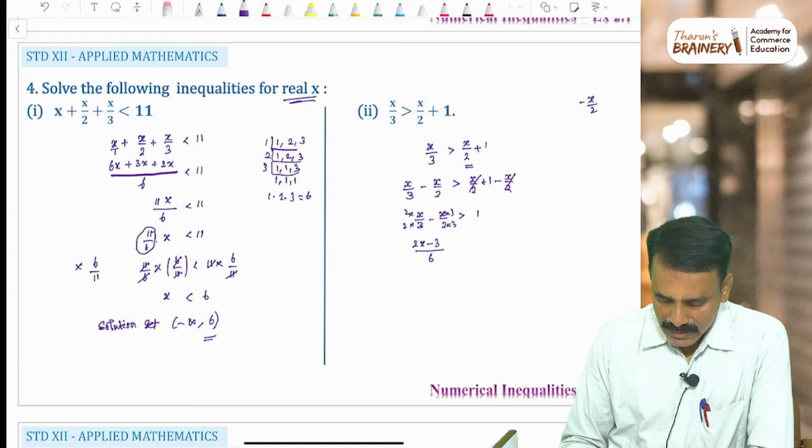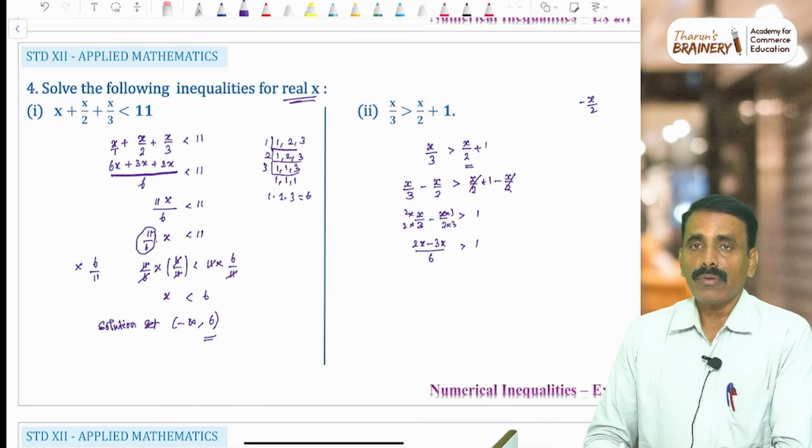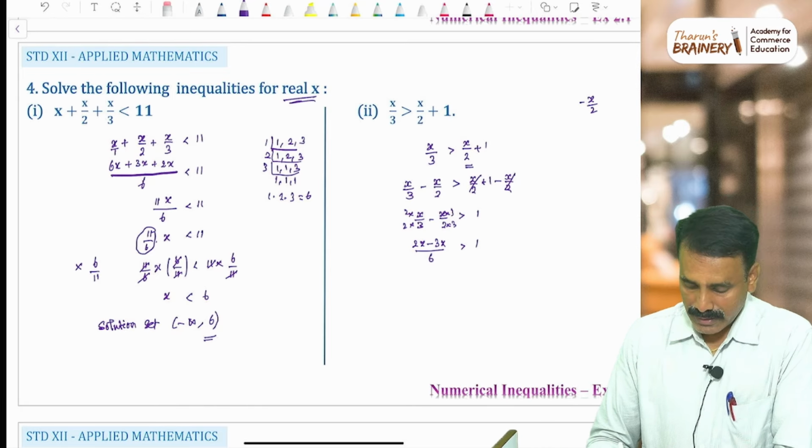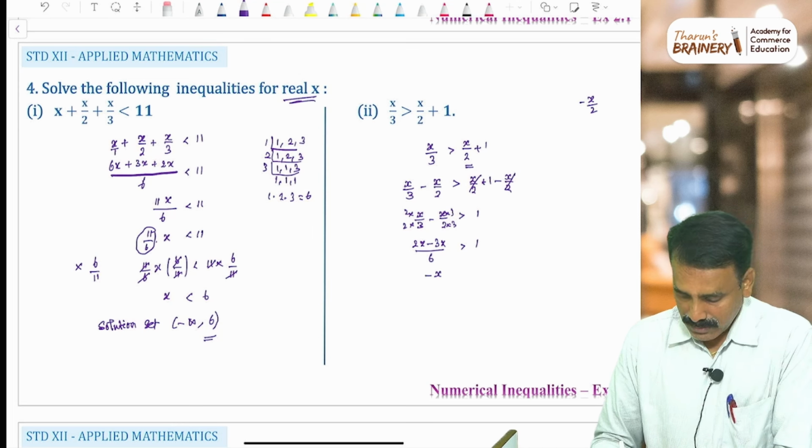So, it is 3x strictly greater than 1. So, 2x minus 3x, both are going to have different signs. So, we have to subtract this smaller number from the bigger number. So, minus x by 6 is strictly greater than 1.